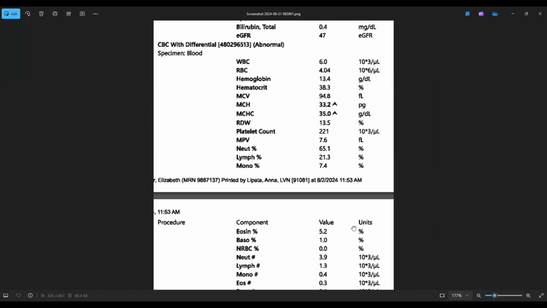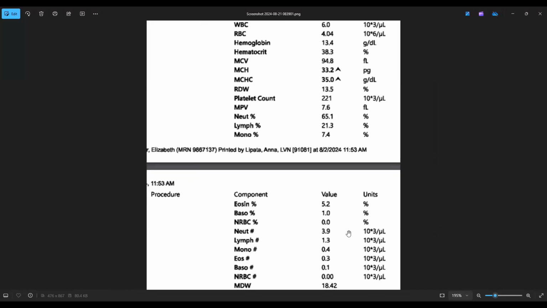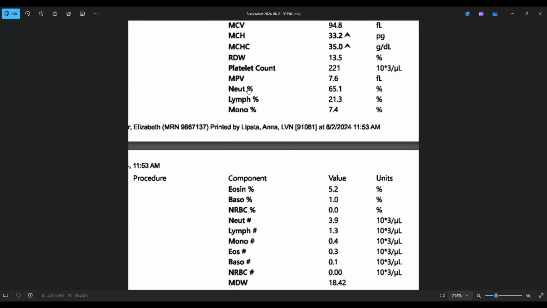So you'll see two different values here. So you see the percentage of the differential that we talked about earlier, right? So this is in percentage. And then these are the absolute counts. So they just measure it a little bit differently in the microliter as opposed to the percentages. Okay, but it's the same thing that they're looking at.